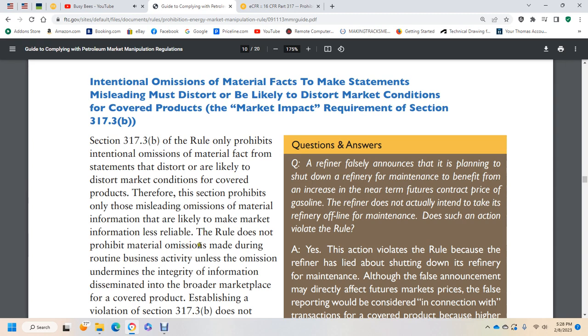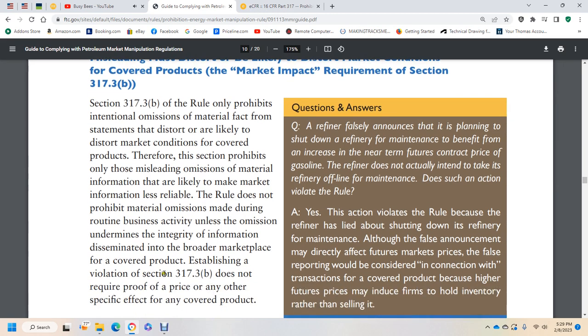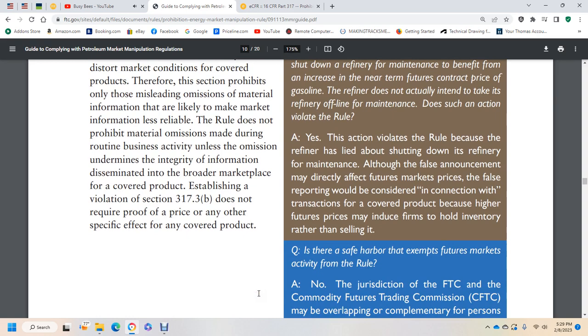The rule does not prohibit material omissions made during routine business activities unless the omission undermines the integrity of information disseminated to the broader marketplace for the covered product. Establishing a violation of 317.3 does not require proof of any other special effect on the covered product.